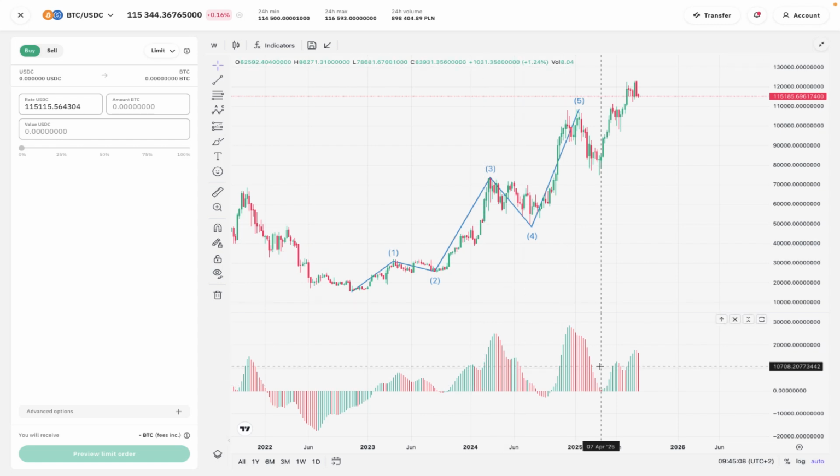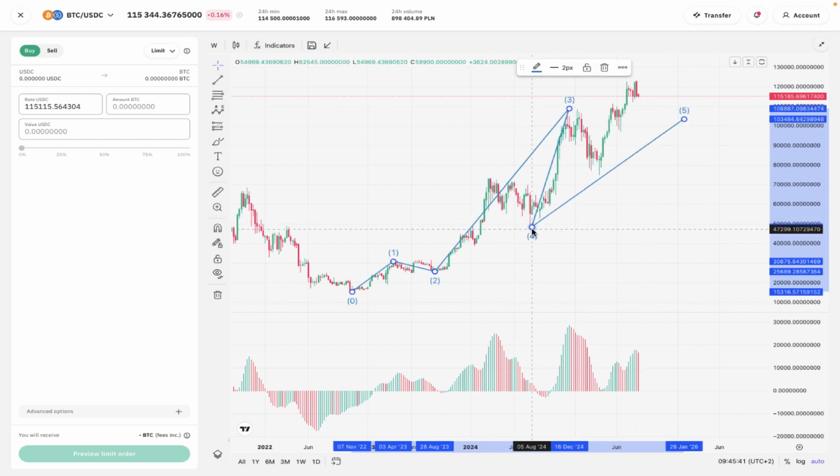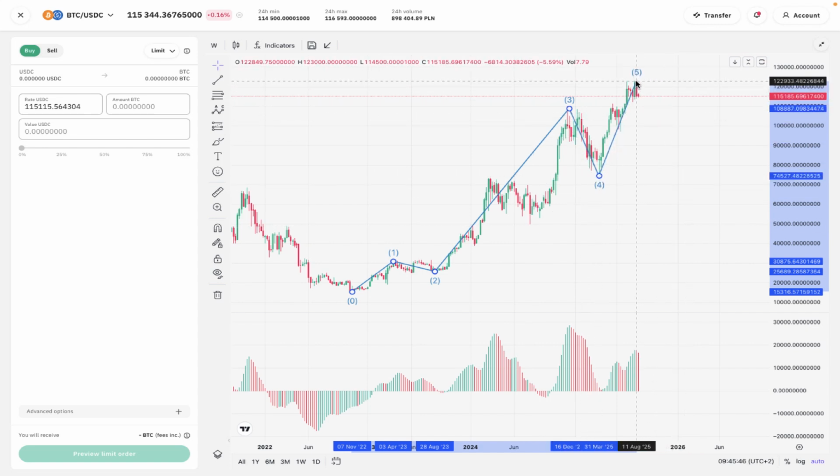Now we know that wave 3 cannot be the shortest wave, and wave 3 is the most powerful wave, very often a very long wave, and it has the biggest movement to the upside in our situation, or to the downside, doesn't matter, but generally it's the wave with the biggest momentum. And according to this situation here, we might label the top for wave 3 here and the bottom for wave 4 here, and that's why this movement to the upside might be wave 5.